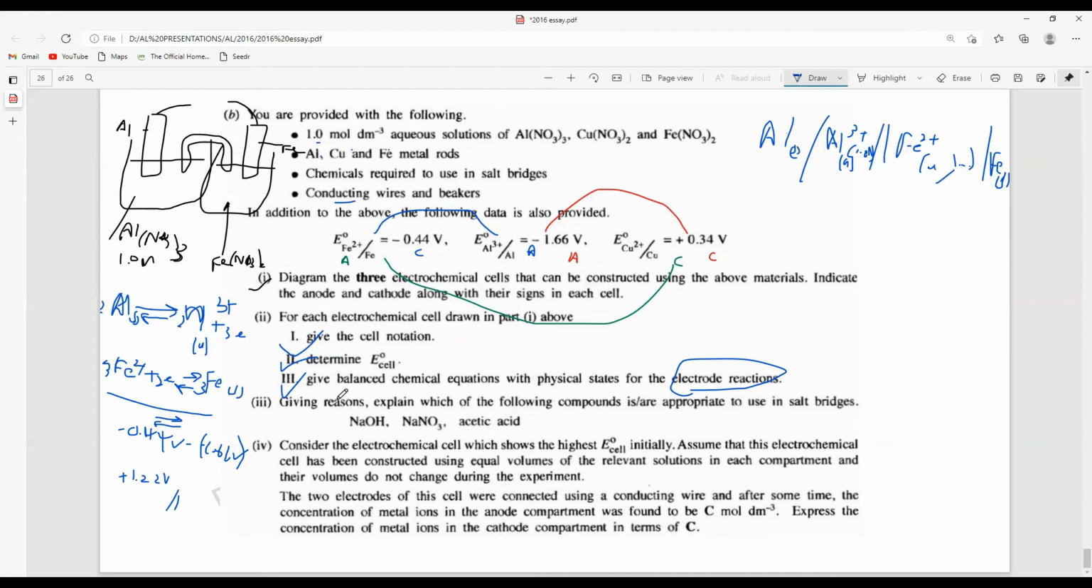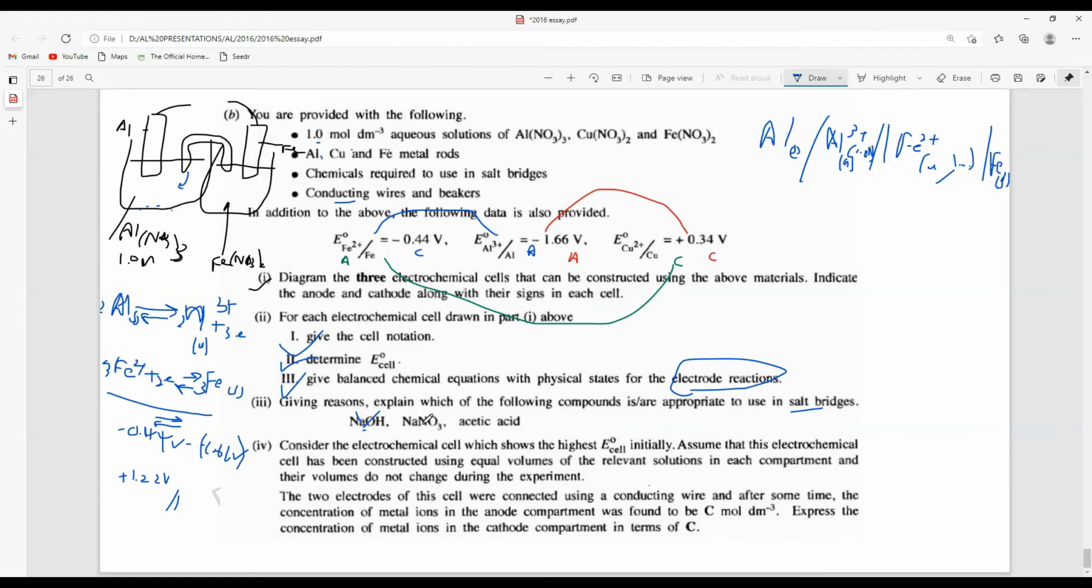So whether these are good for salt bridge. NaOH is not good for a salt bridge, because a salt bridge is normally used to make the conductivity similar, homogeneous, and to maintain an ionic equilibrium, right? If you use NaOH, there will be OH minus in this solution. For example, if you have Fe2+, it can combine with this OH minus and form ferrous hydroxide or ferric hydroxide and get precipitated. So this is not good because metal hydroxide can be formed.